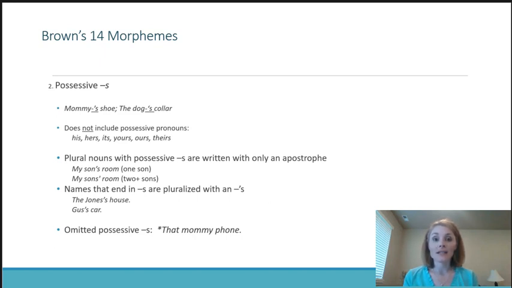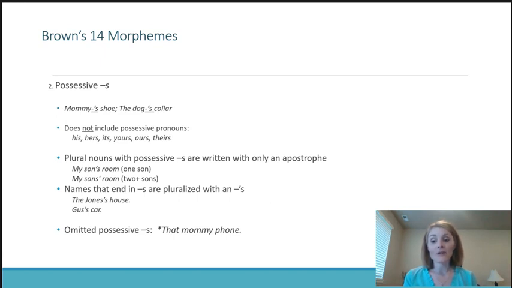So if I wanted to say my son's room and I had just one son, it would be S-O-N apostrophe S, my son's room. If I had 2 or more sons and I wanted to say my sons' room, it would be S-O-N-S, that's the plural S, and then just an apostrophe at the end. So orthographically, in writing, we can see the difference, but listening to this in speech we would have to have context to know if it was a plural plus possessive S.